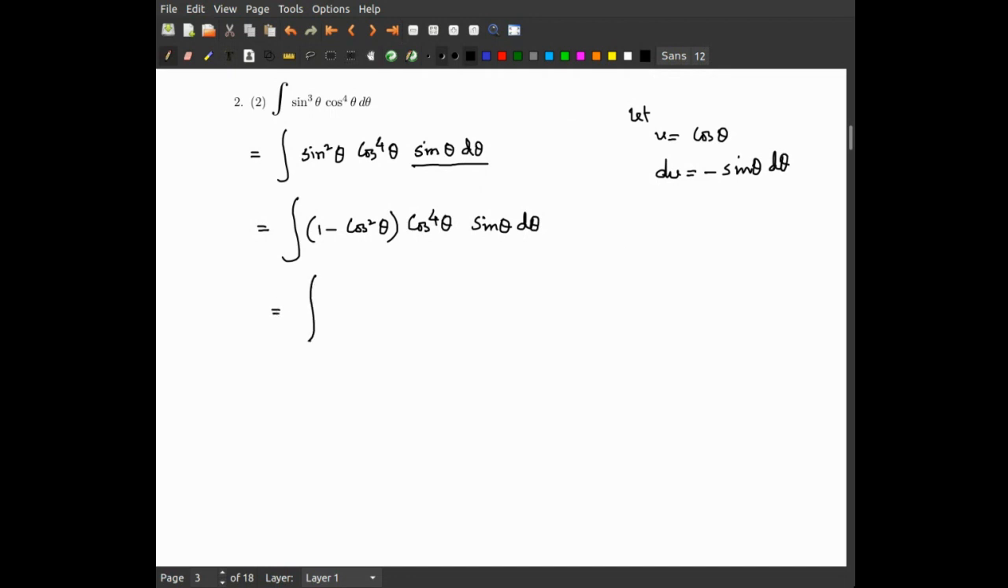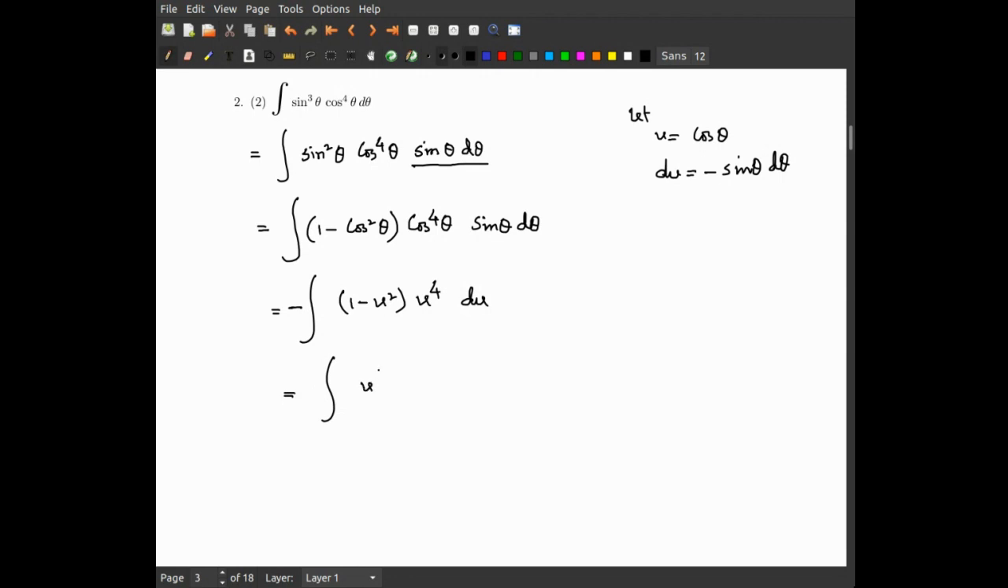Okay, so if I use this one, that would be 1 minus cos theta. Cos theta is u, so 1 minus cos squared theta will be 1 minus u squared. Cos to the power 4 would be u to the power 4. And sine theta d theta will be negative du.